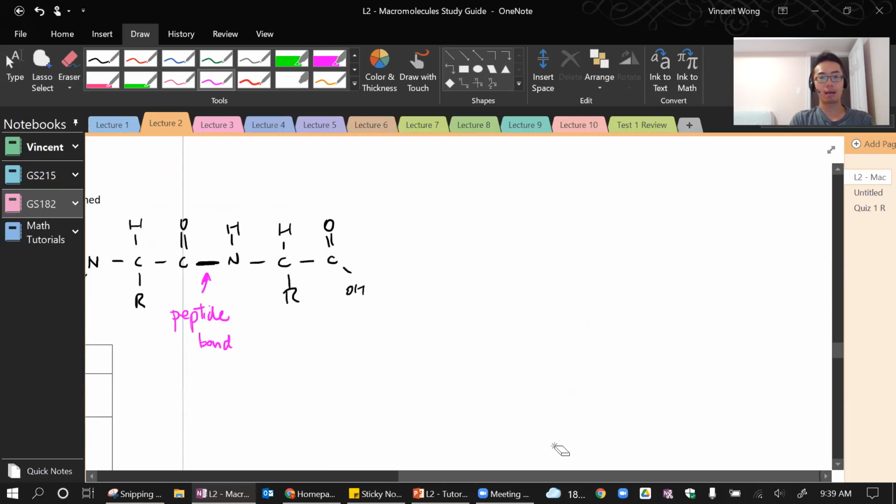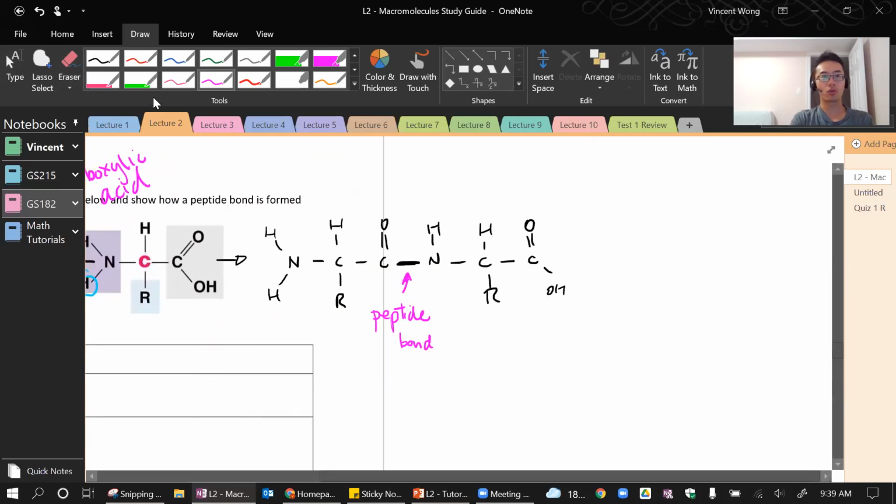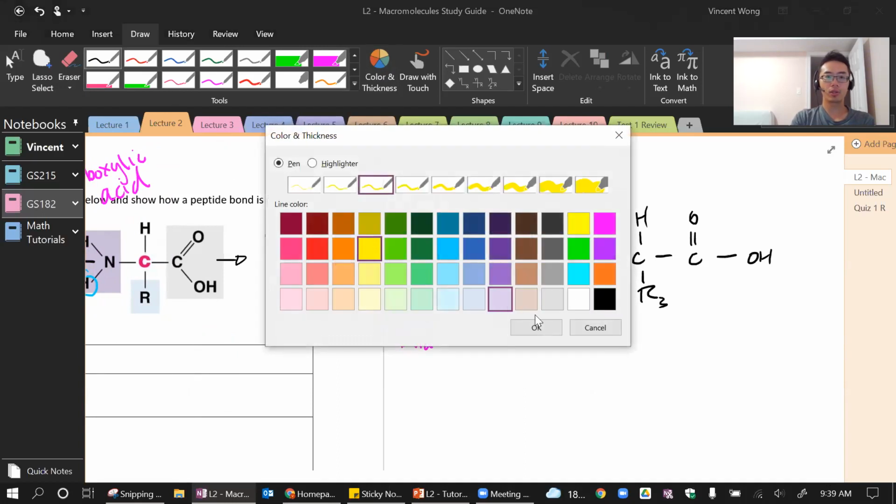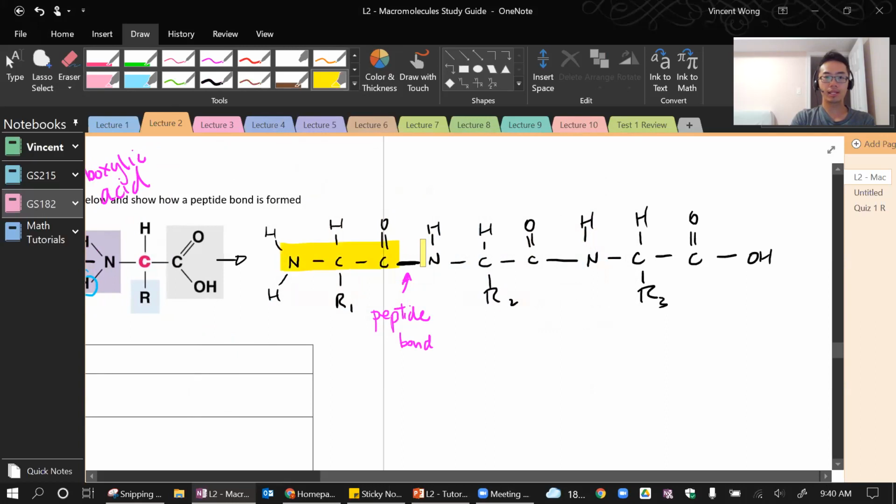All right. I'm just going to add another one to show you. So you would remove an OH and then you would connect it with another H, and then you would have another R. So this would be side chain 1, side chain 2, side chain 3. And I hope what you can see here is that this is basically repeating over and over again, right?